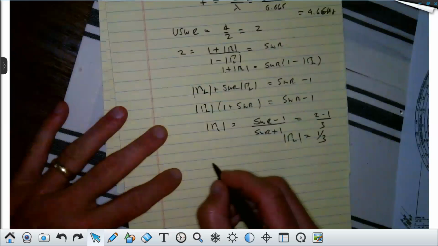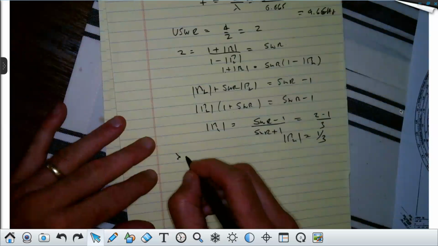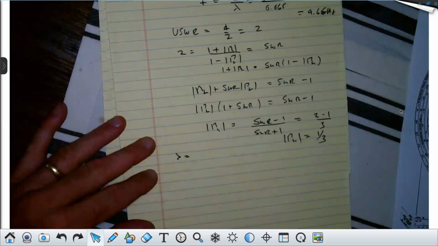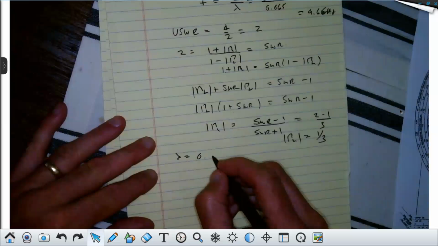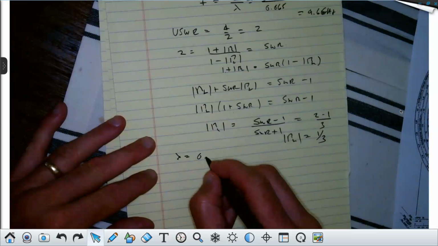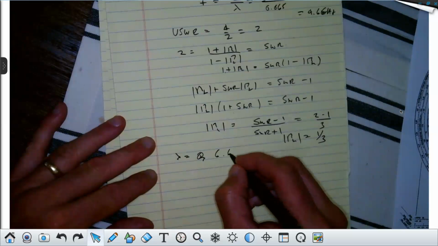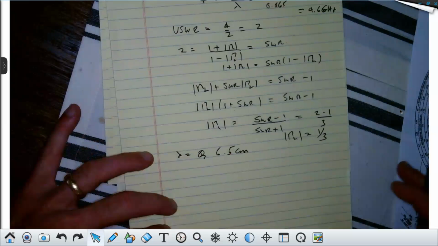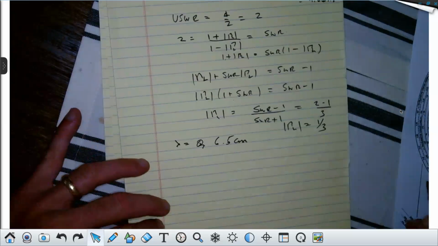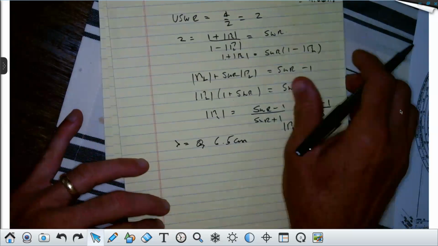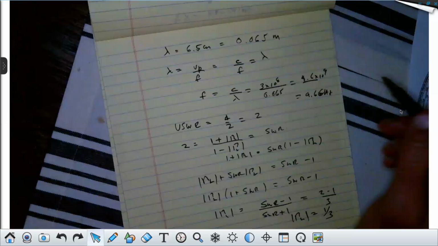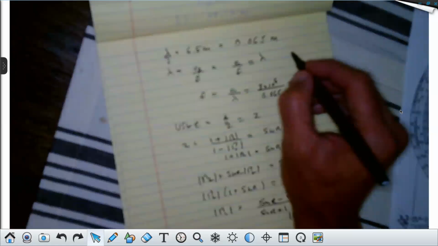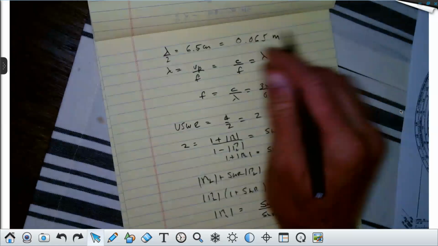Well, we figured out a second ago that the wavelength was equal to 6.5 centimeters. That's what our wavelength was. We looked, right? Was our wavelength equal to 6.5 or half a wavelength equal to 6.5? Oh, goodness. You are right. I'm sorry about that. You're absolutely right. That's lambda over 2. So lambda should actually be different. I made a mistake here.